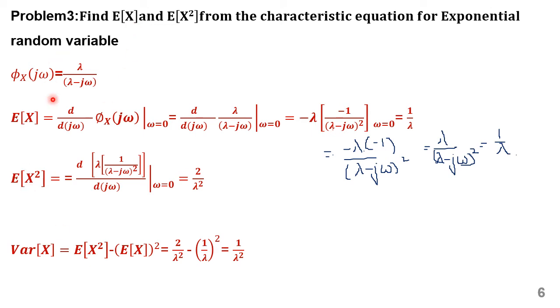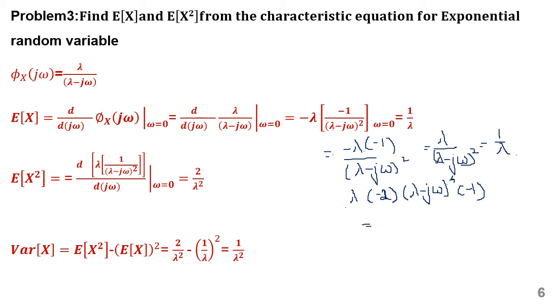That means I need to differentiate the characteristic function twice. Already I have differentiated once and I have got this answer. And when I differentiate this once again, I get expectation of x square is equal to, here the lambda is a constant term, minus of 2 times lambda minus j omega to the power 3, minus 1.